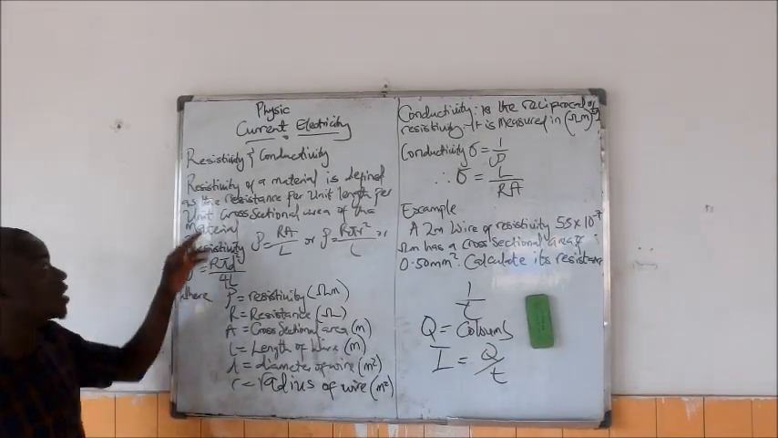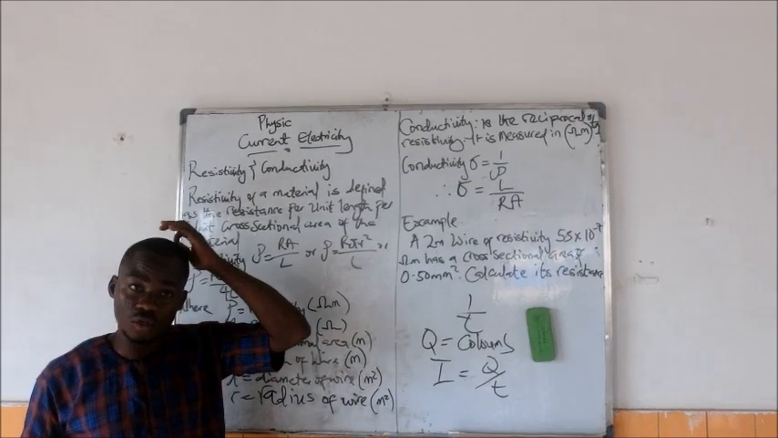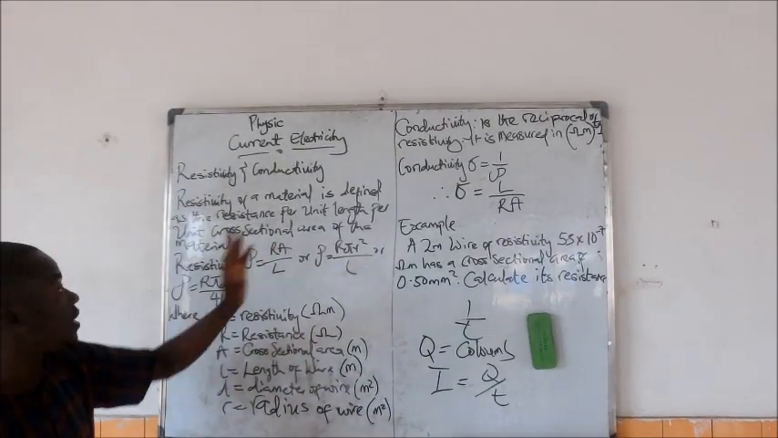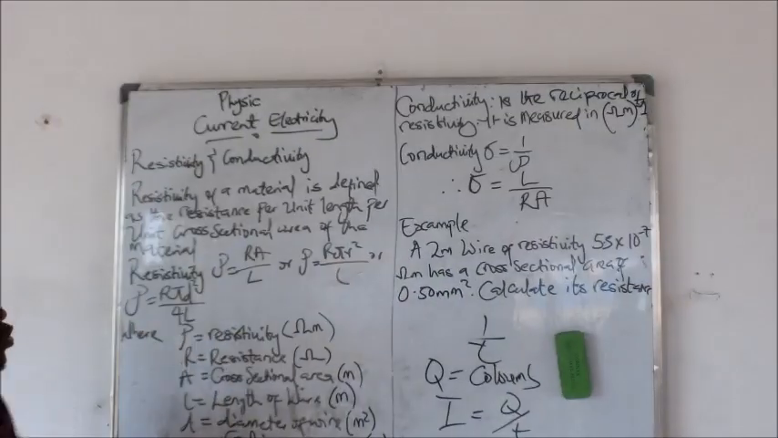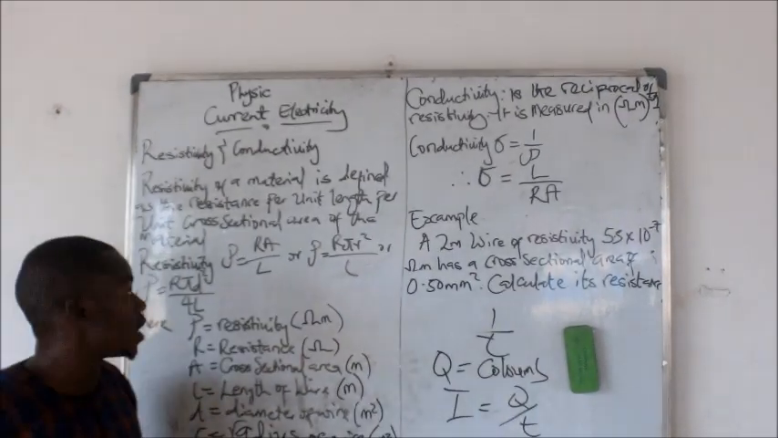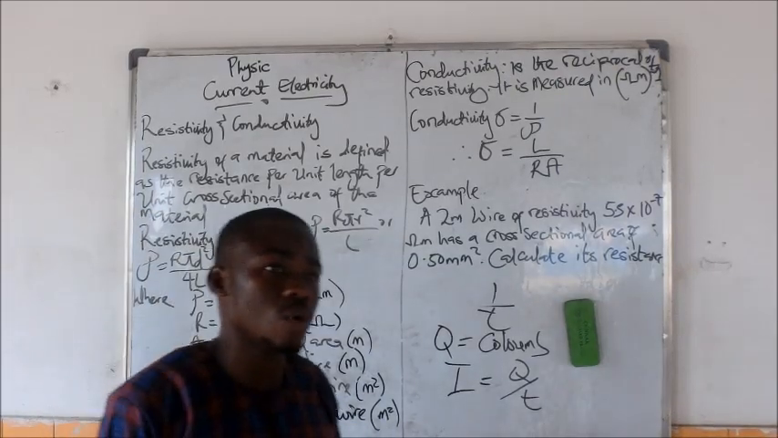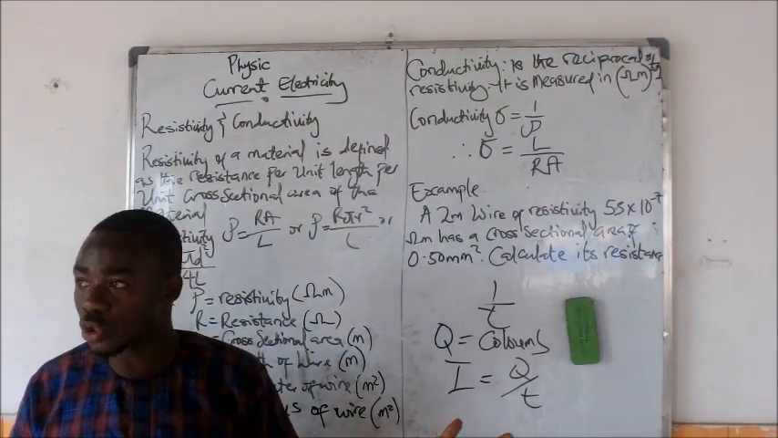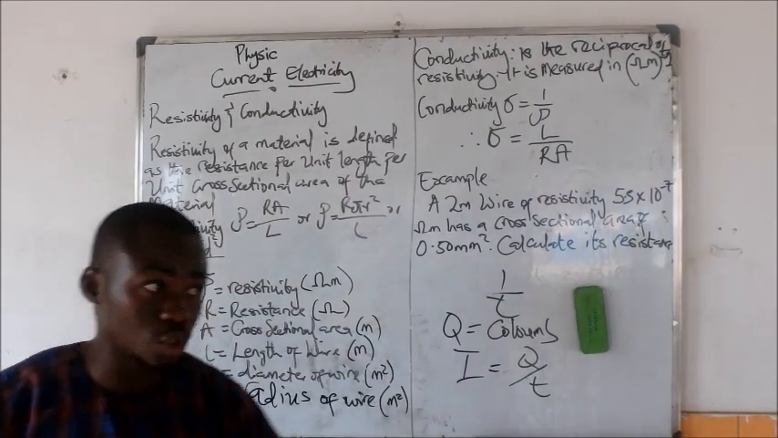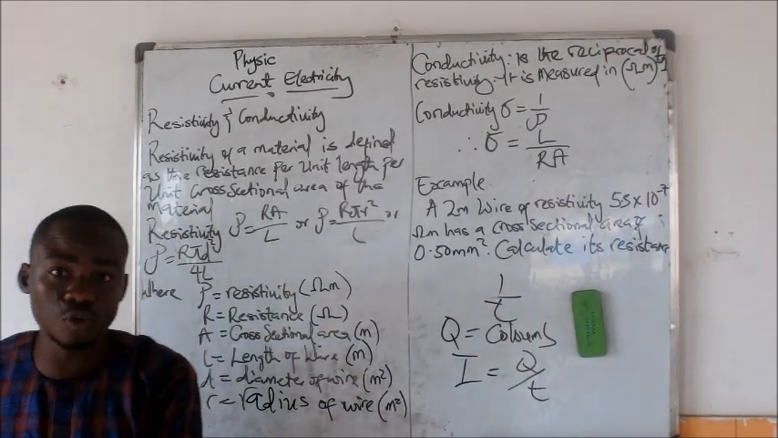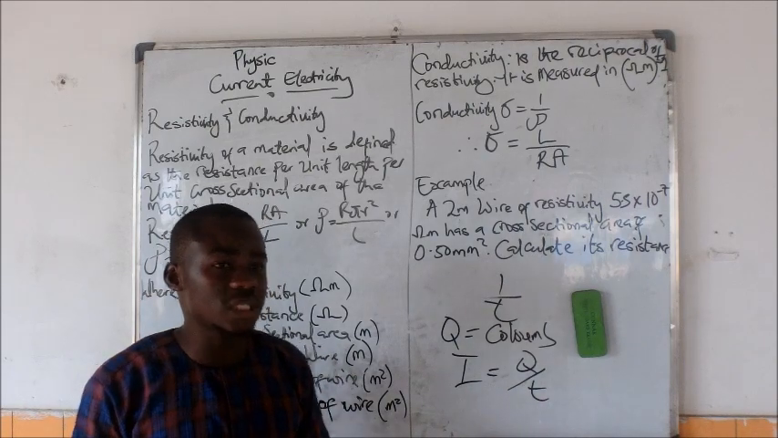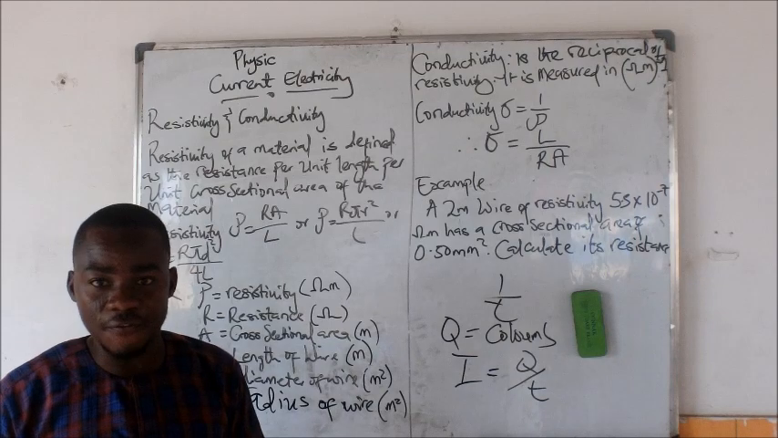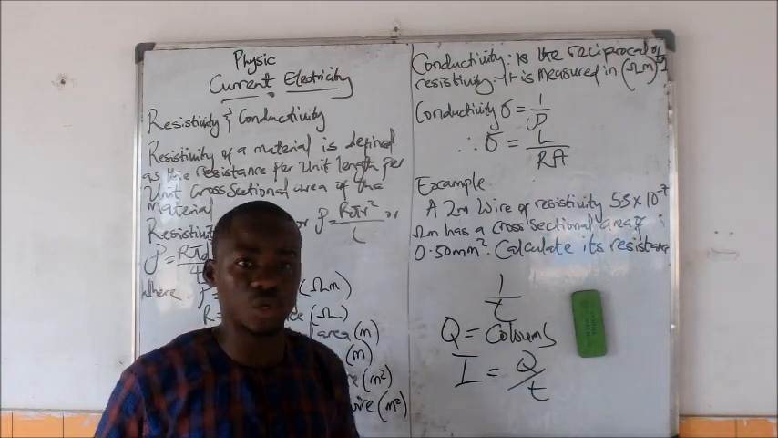We'll be looking at resistivity and conductivity this afternoon. What is resistivity? The resistance of the material is defined as the resistance per unit length, per unit considered area of the material. What do we mean? Normally when you have a conductor, and you allow electricity to pass through this conductor, what happens is that the material tends to resist the flow of electric current.